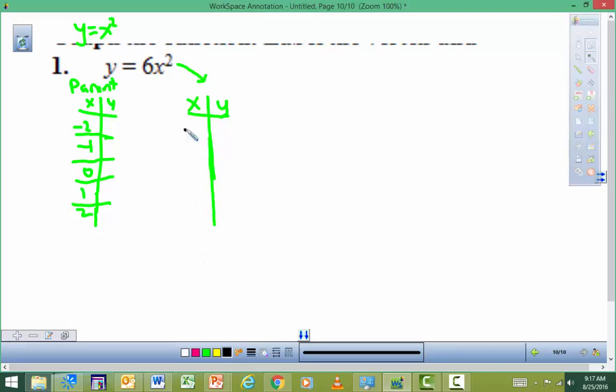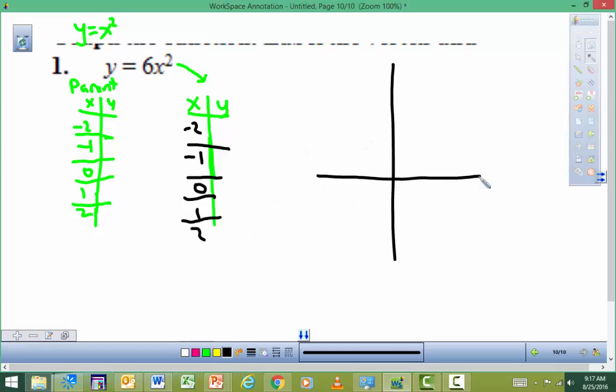And you'll do the same values for this one, okay? So you're going to do -2, -1, 0, 1, and 2. And then on your graph paper, okay, you're going to graph them both. Now if you have two colored pens, that makes it really cool, because then you can do one graph in one color and the other graph in a different color.